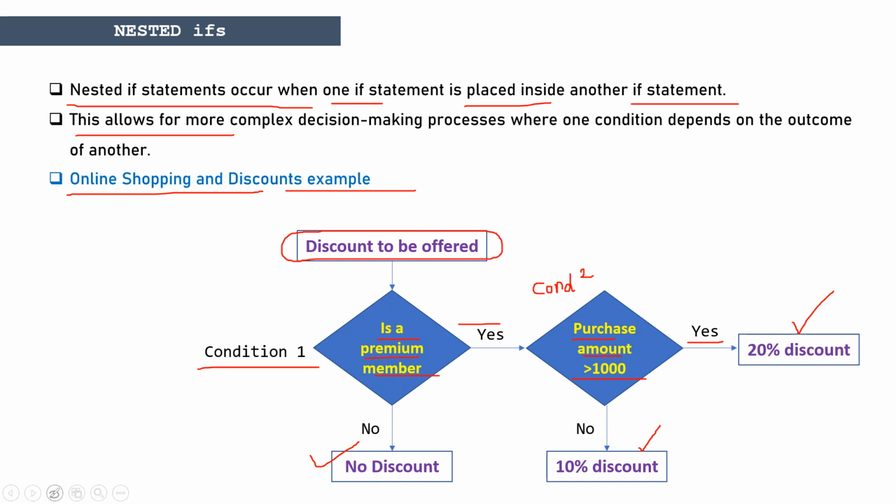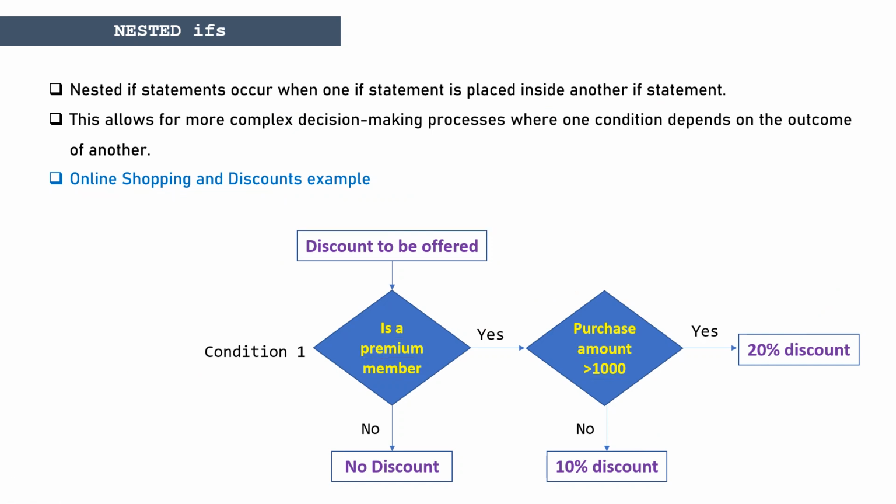So you can see that in this case, this condition is dependent on this condition. This condition will be executed only if a person is a premium member, right? So condition 2 is dependent on condition 1 being true. Condition 2 will be executed only if condition 1 is correct. Now let us see what happens if we transfer this case to a programming example.